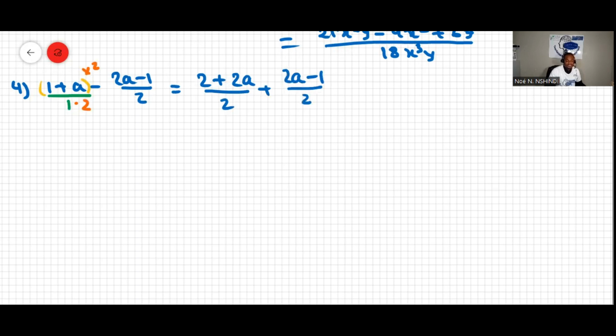Now that the denominator is common, we can combine the numerators, and this will be 2 plus 2a plus 2a minus 1, all over 2. Then this equals what? 2a plus 2a makes 4a. 2 minus 1 is 1, all over 2.